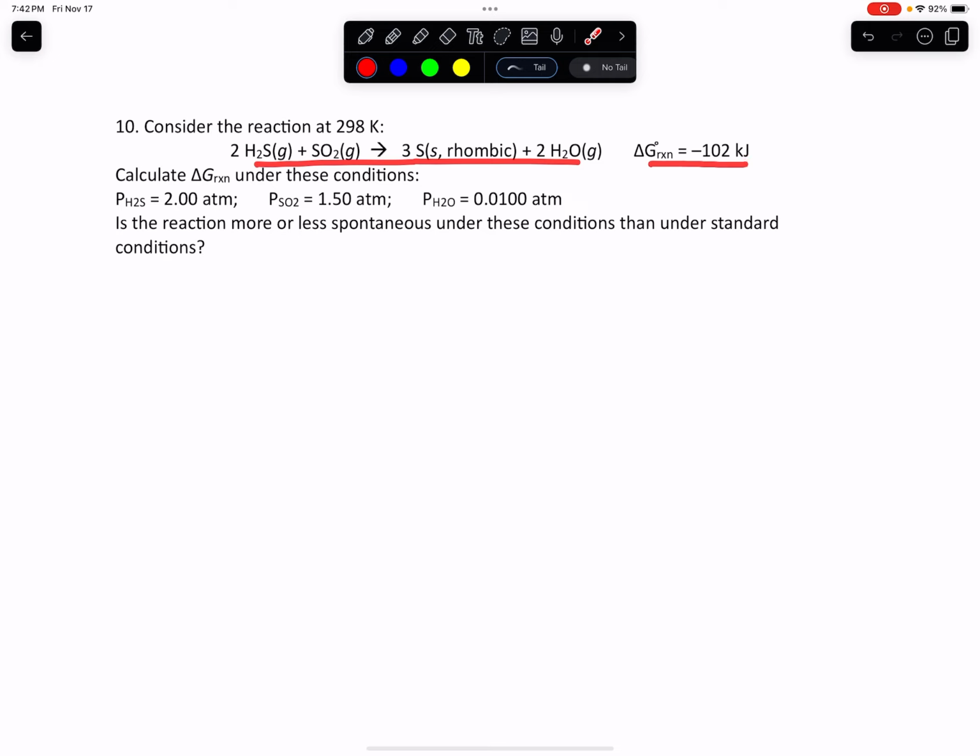In this reaction, we have a situation where delta G naught of the reaction is given to us, and we have to calculate delta G of the reaction under these conditions. The conditions are that the partial pressures of the reactants and products are given to us, with the exception of sulfur. And the question here is: is the reaction more or less spontaneous under these conditions than under standard conditions?